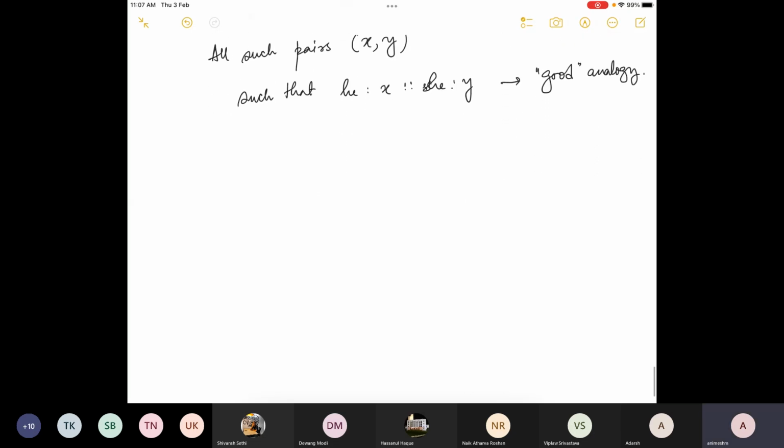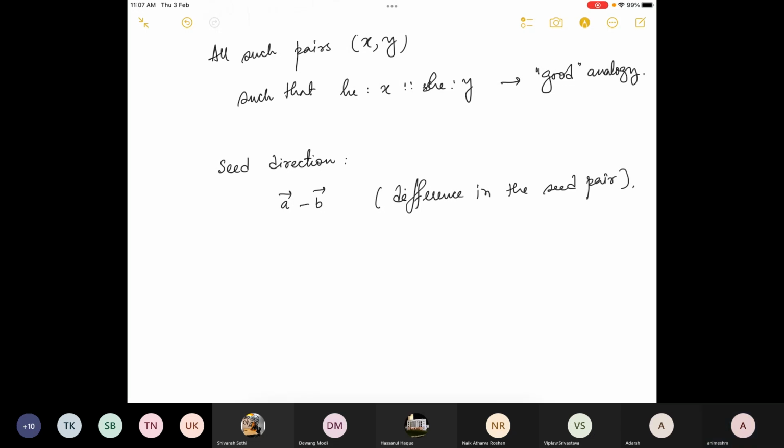So for this reason, the authors define something called the seed direction. Now, what is the seed direction? This is simply the difference in the vectors of the two seed words, the difference in the seed pair. And all these vectors are normalized, so these are all unit vectors. In all the analysis that we will see, you have to assume that these are all unit vectors.